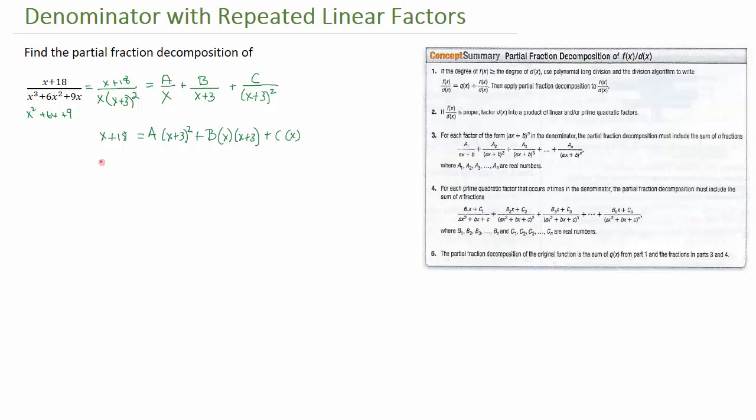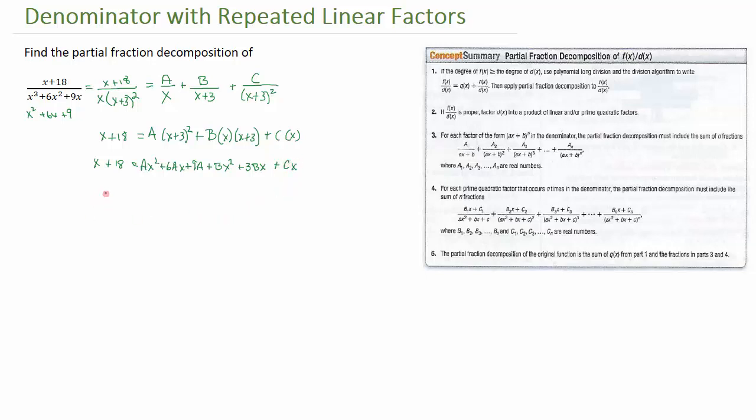And now we're going to do like we've done before. Multiply out and simplify as much as we can. So this becomes x squared plus 6x plus 9, which conveniently we have over here. And if we distribute the A through, we get A times x squared plus 6Ax plus 9A. We multiply Bx through and get plus Bx squared plus 3Bx. And then we have this plus Cx right here.